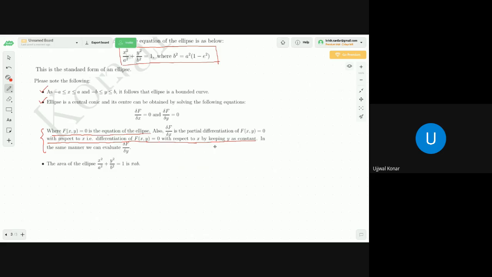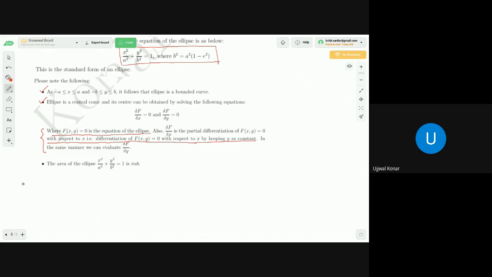In a similar manner, we can find delta f by delta y. When we find delta f by delta y, we are differentiating the function F(x, y) equal to 0. F(x, y) has two variables, x and y, but we concentrate only on one variable. When finding delta f by delta y, we concentrate only on the variable y, keeping x as constant. That is what is called partial differentiation.